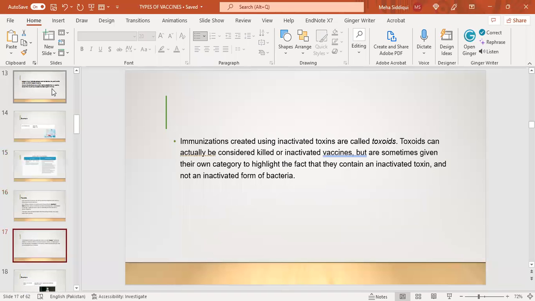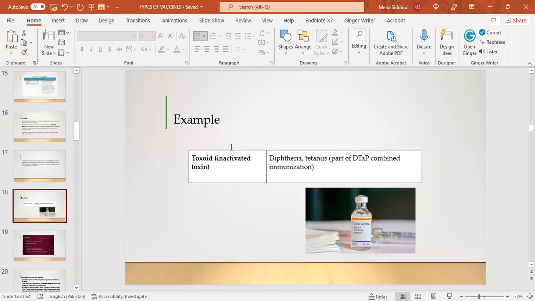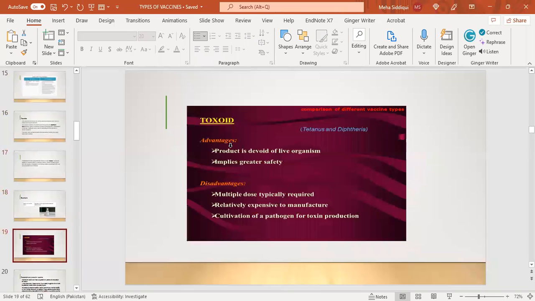They are actually considered killed or inactivated vaccines, but are sometimes given their own category to highlight the fact that they contain an inactivated toxin and not an inactivated form of bacteria or virus. An example is diphtheria and tetanus, which are part of the DTaP combined immunization. Advantages of toxoid vaccines: the product is devoid of live organism, which implies greater safety. Disadvantages: multiple doses are typically required, they are relatively expensive to manufacture, and cultivation of a pathogen for toxin production is required.